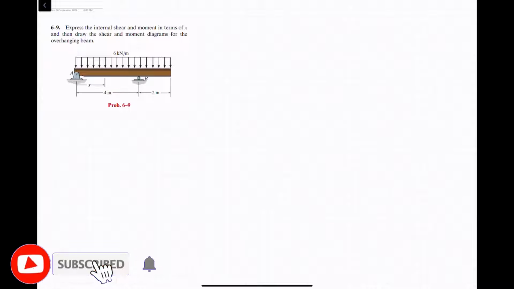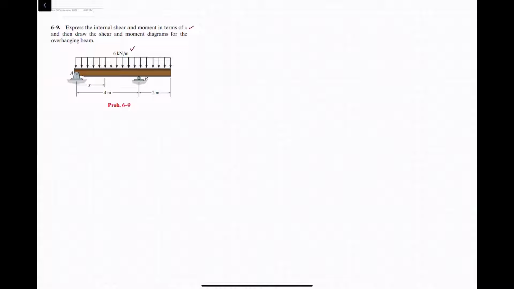Welcome back. Problem 6.9. The statement is: express the internal shear and moment in terms of x and then draw the shear and moment diagram for the overhanging beam. So you can see the beam, an overhanging beam. The uniformly distributed load is 6 kilonewton per meter, and at point A there is a support as well as a roller support at point B. The total length of the beam is 6 meter.